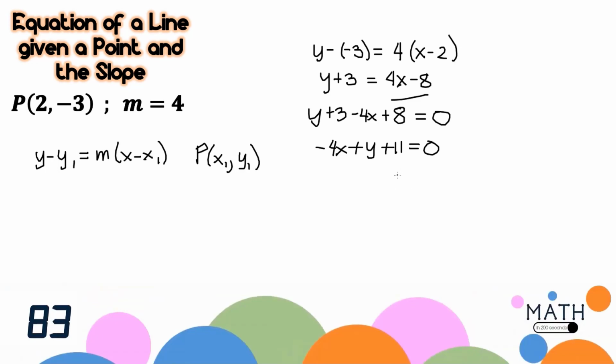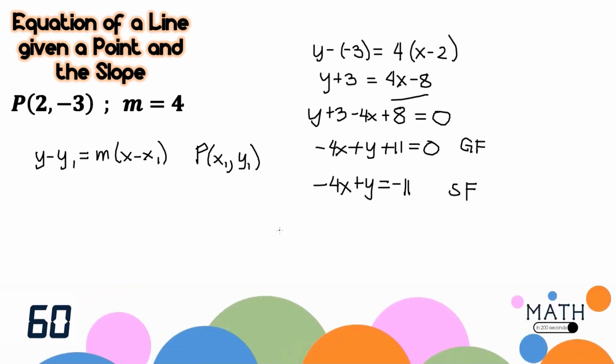This is now the equation of a line in general form. In standard form, we can just simply move 11 to the other side of the equation. We could have here minus 11. Again, this is the general form because the equation is equal to 0. And for standard form, we'll have our constant on one side of the equation.